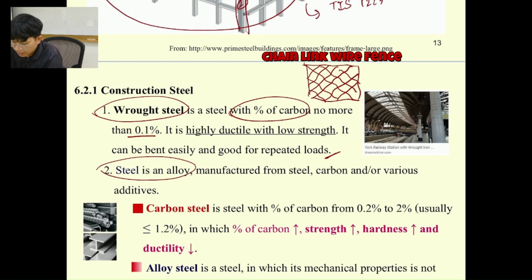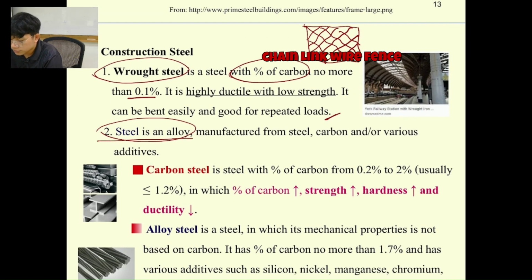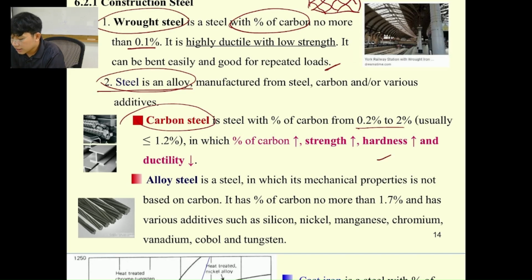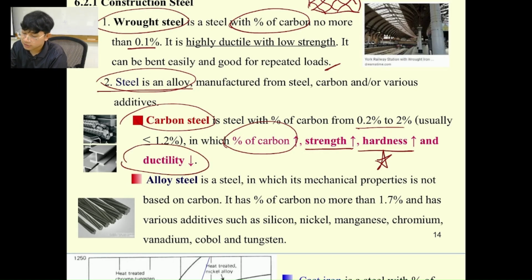And then we have the steel alloy. Most of the time we use it for construction. For carbon steel, normally we use a carbon content between 0.2% to 2%. These are things that I would like to mention: when you add a higher percentage of carbon, the strength increases and the hardness also increases, but the ductility goes down, which means the more carbon you add, the strength increases but the ductility decreases.